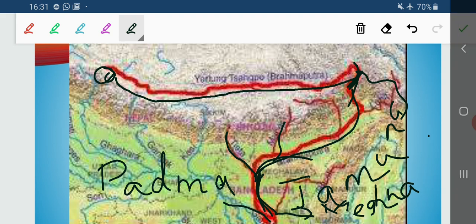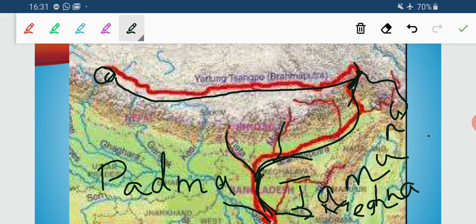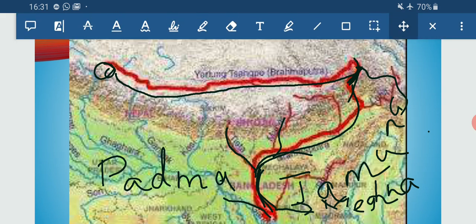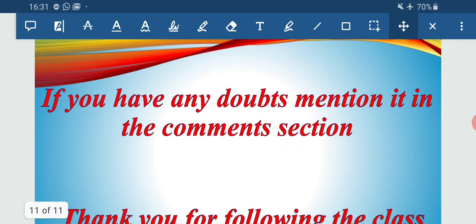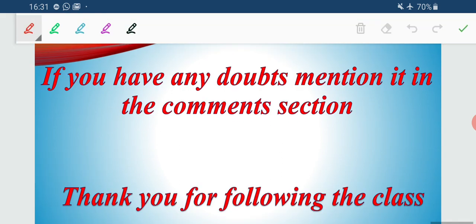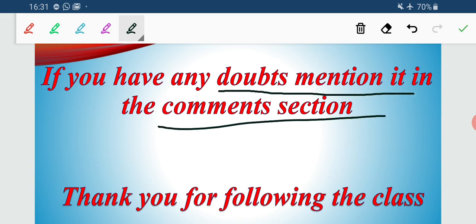I have not given any questions related to this portion till now. It is your work just to jot down all the features the way they are there in the notes in your copy, and if you have any doubts, without any hesitation, just mention your doubts in the comment section.